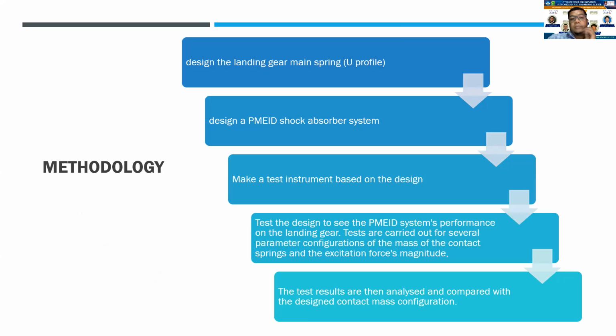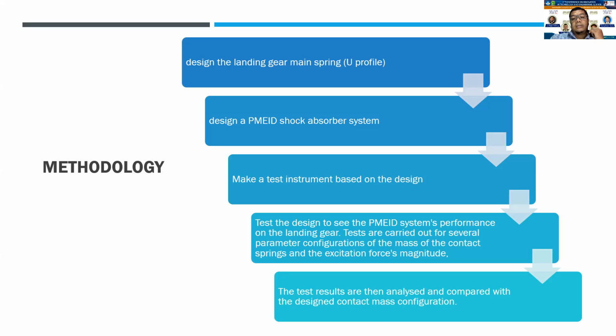For the methodology of the research, we define 5 processes. The first one, we designed the landing gear main spring using the U-profile. And the second one, we designed the PMID shock absorber system. The third one, we make the test instrument based on the design.